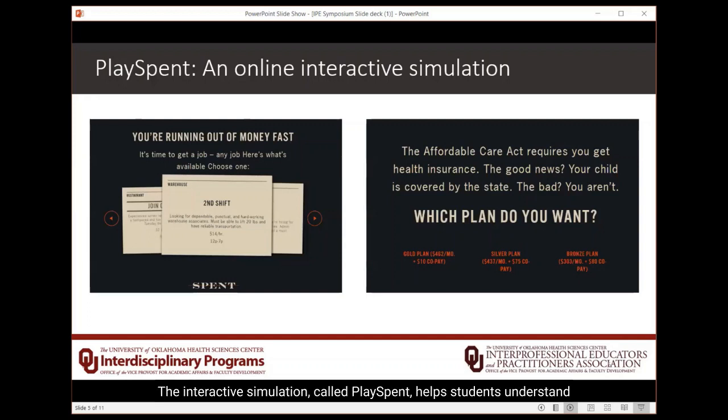The interactive simulation called Spent helps students understand the difficult choices made by patients related to the acquisition and expenditure of limited financial resources to meet everyday needs, while also educating them on the factors related to those choices. Examples of the types of choices a student may have to make are shown on this slide. In addition to making these difficult choices over 30 days, students are also challenged to not run out of the money that was initially allocated to them during the simulation.